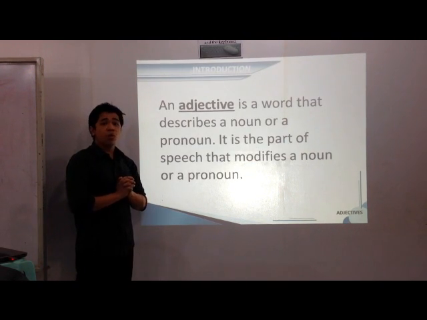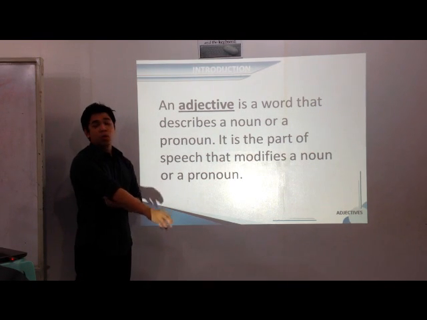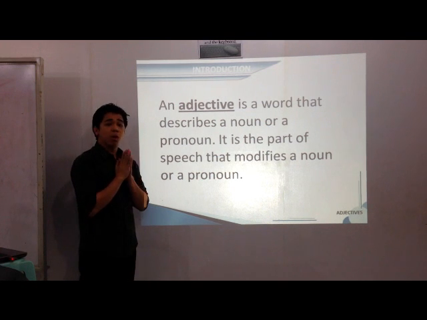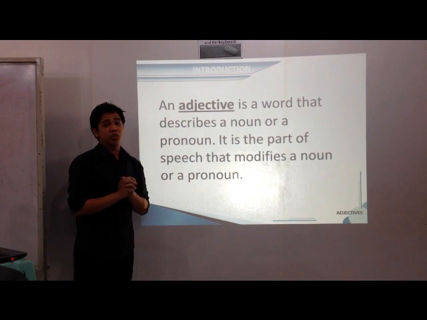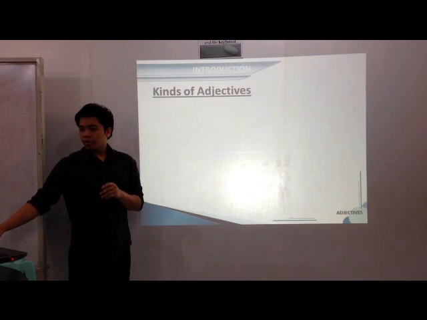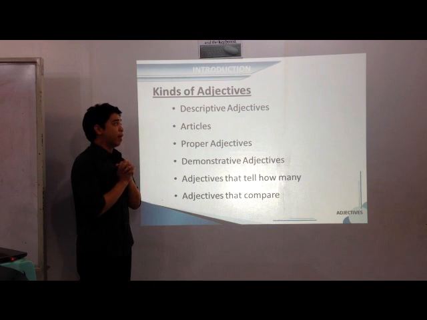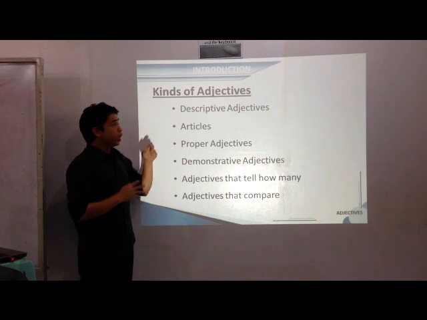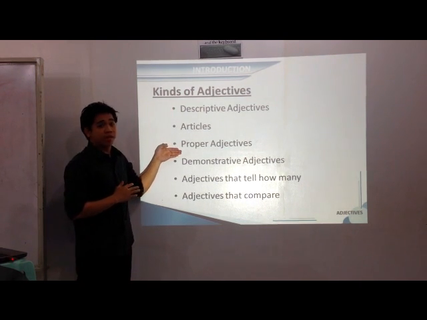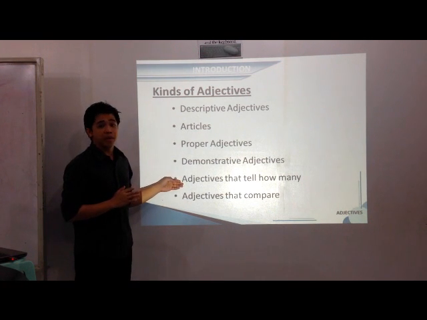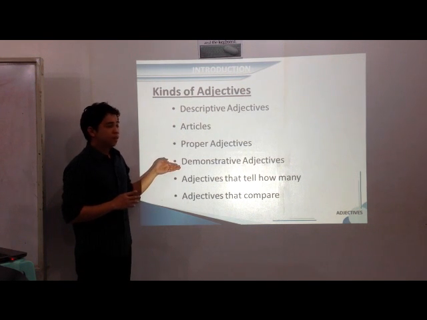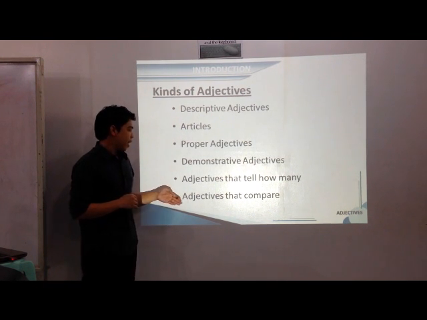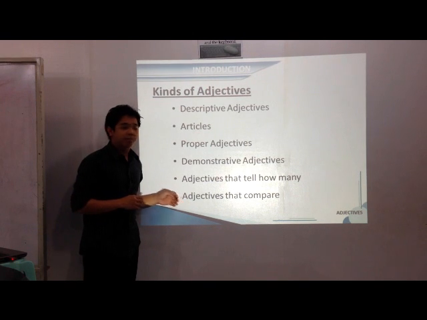An adjective is a word that describes a noun or a pronoun. We all know this as the part of speech that modifies a noun or a pronoun. There are different kinds of adjectives. Of course, we have the descriptive adjectives. Under the descriptive adjectives, we have the proper adjectives and the adjectives that tell how many. Then, of course, we have the articles used as adjectives, demonstrative adjectives, and the adjectives that compare.